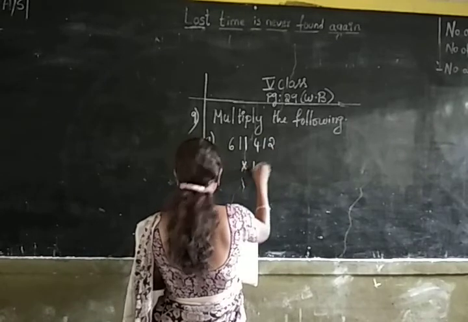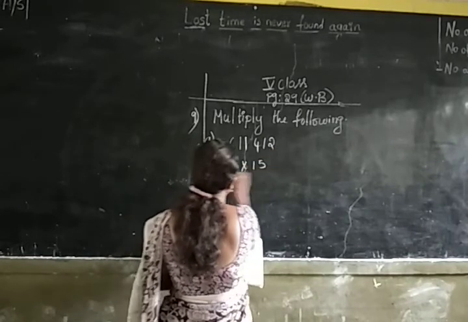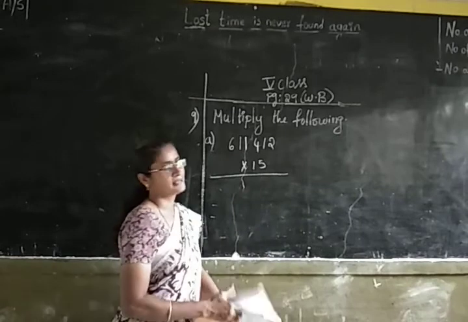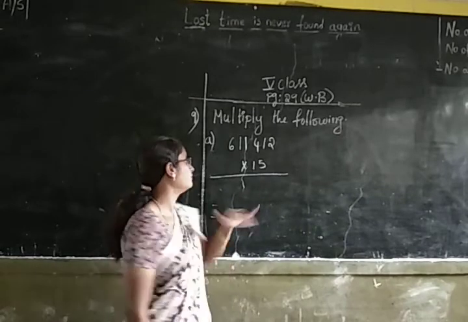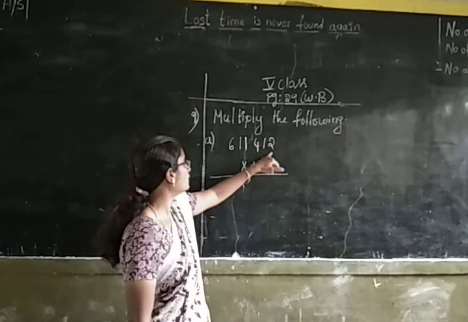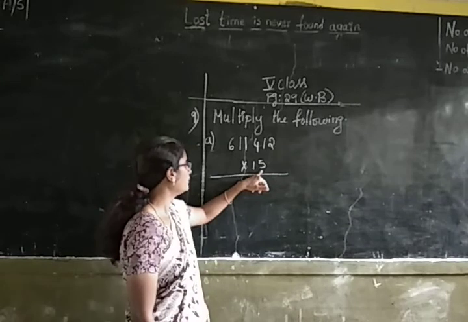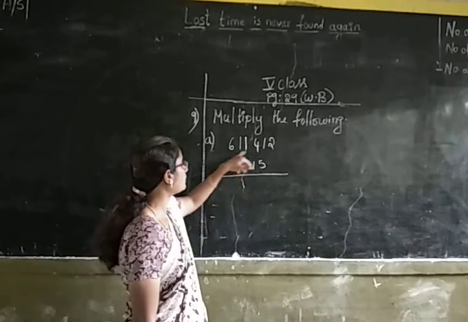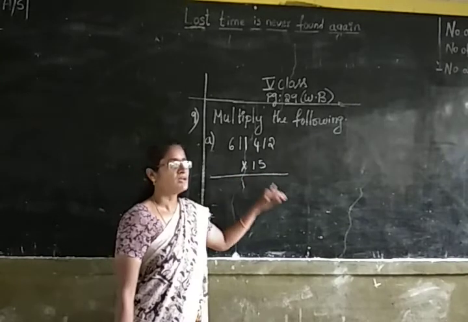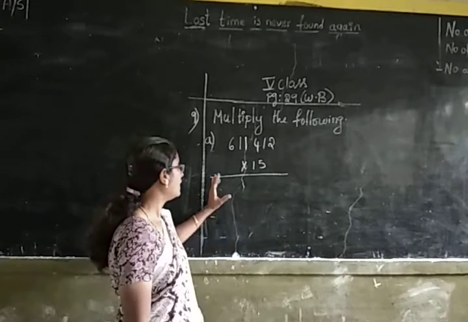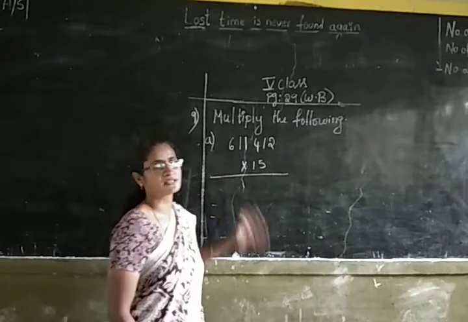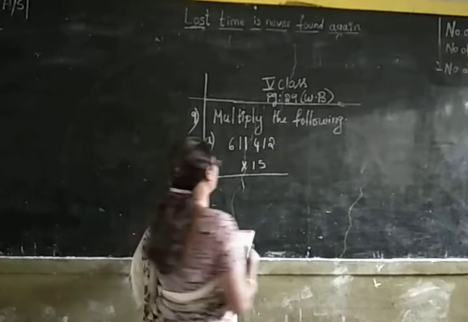6,11,412 into 15. How to multiply 6,11,412 with 15? First, you have to multiply the whole number with 5. Then, you have to multiply the whole number with 1 by placing 0 at 1's place. And then, you have to add both the products. Okay, children, now let us do the sum.